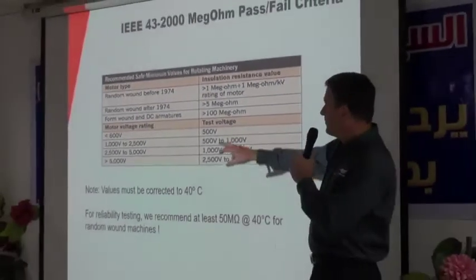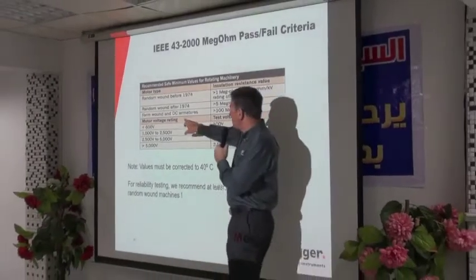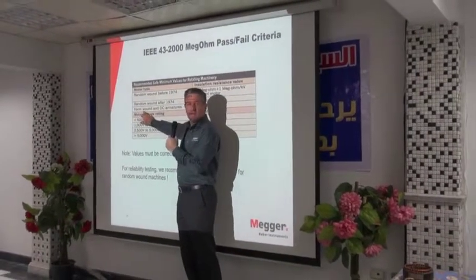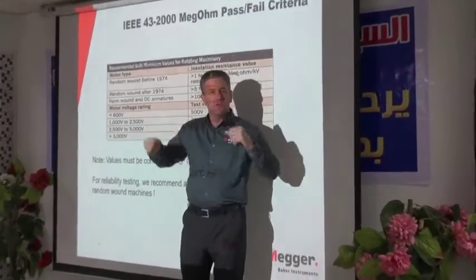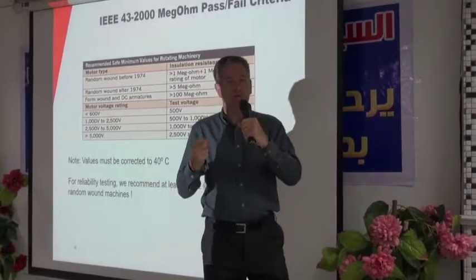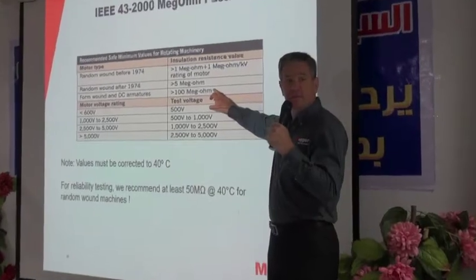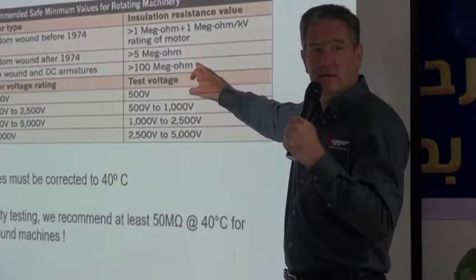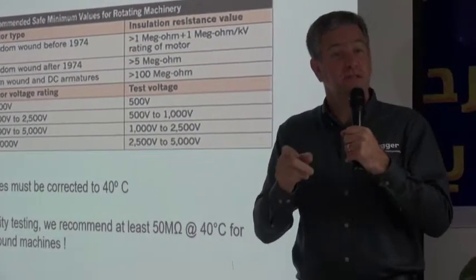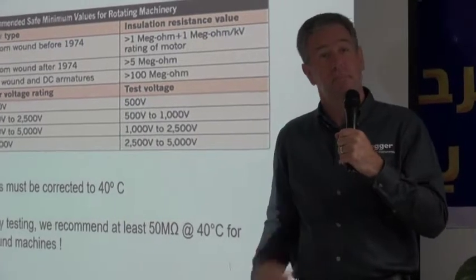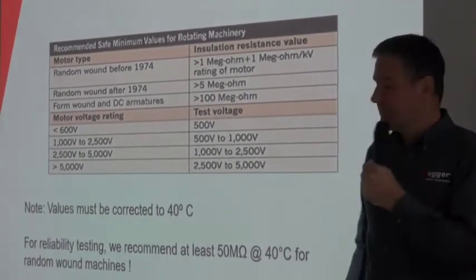For high voltage it's different. High voltage, this is now full wound. Remember the diamond coils I showed you in the beginning? Special coils for high voltage machines? 100 megohms minimum. This is the standard. So instead of 7, better is 100. Better is higher though, in my opinion.